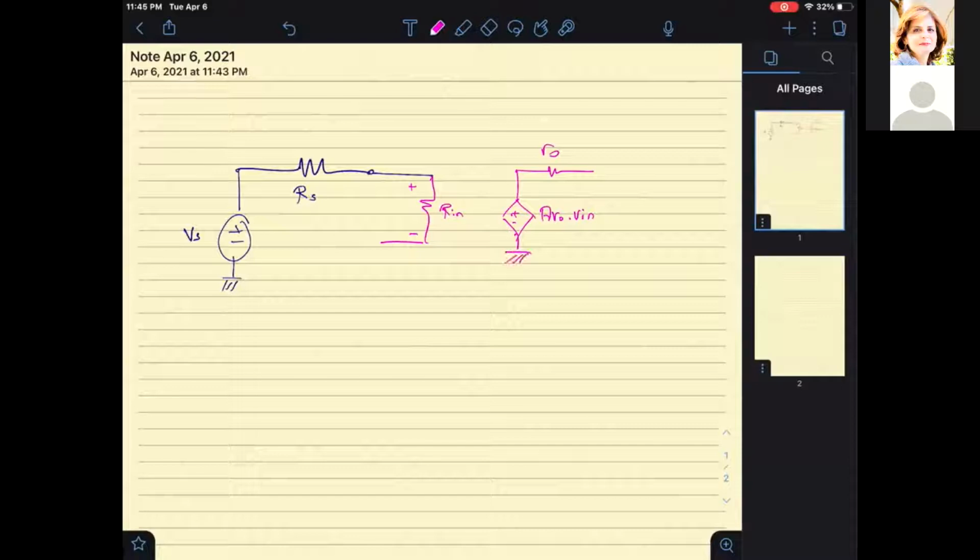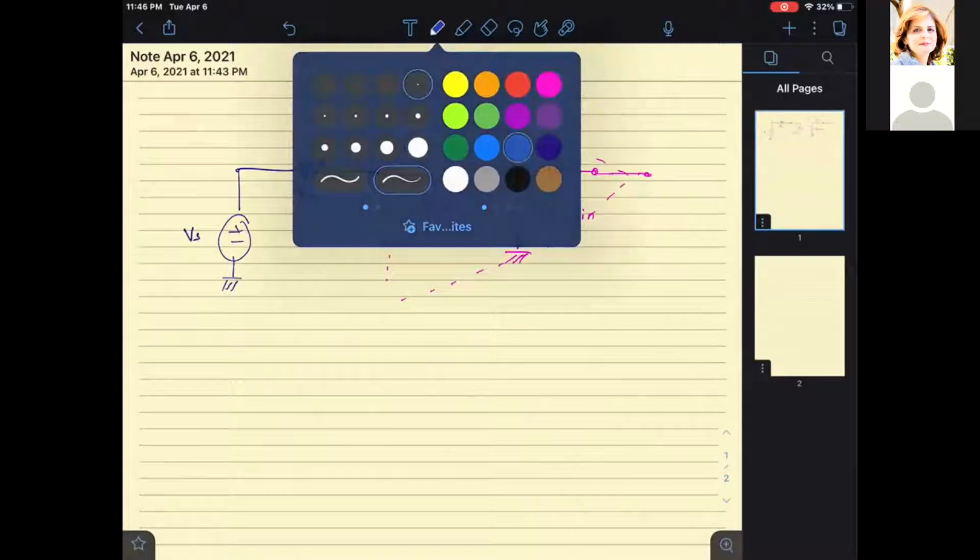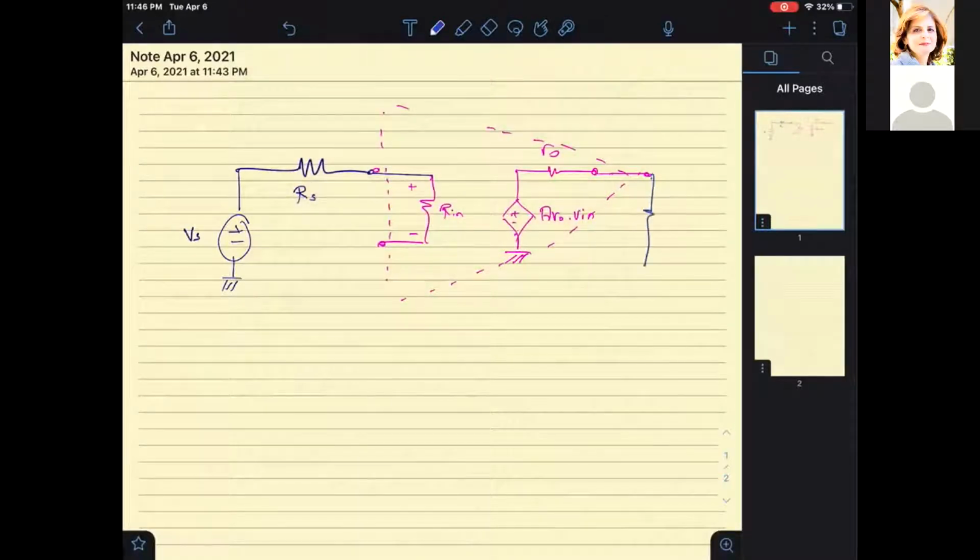This is grounded. Okay, so this is basically the two terminals of the amplifier. And this is the amplifier, and this is its output node. And at the output, we have the resistor RL, and this node is labeled as VO.